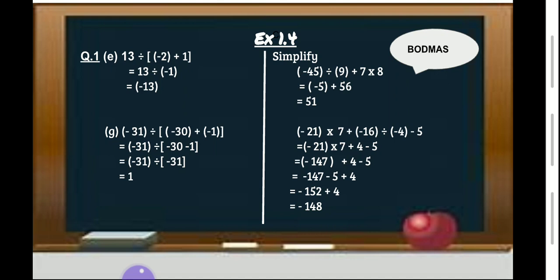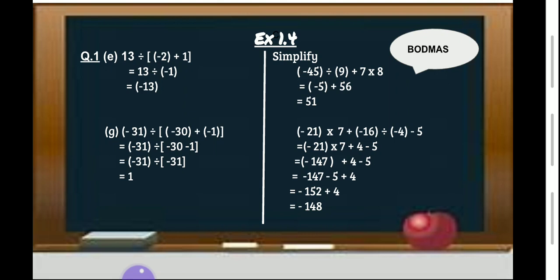We have the G part: negative 31 divided by bracket negative 30 plus negative 1. So we first solve the terms inside the bracket. Negative 30 plus negative 1 gives the answer negative 31. So negative 31 divided by negative 31 gives the answer positive 1.